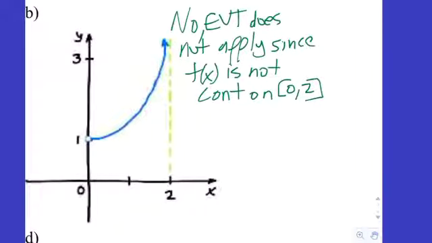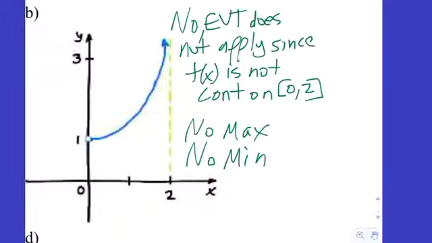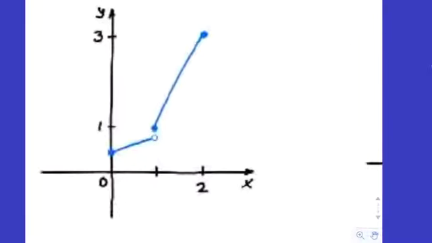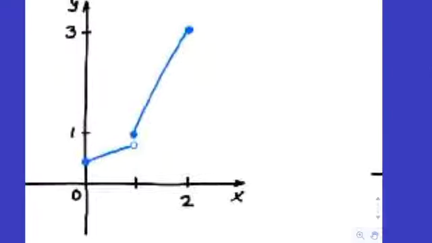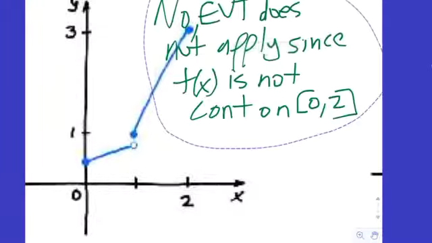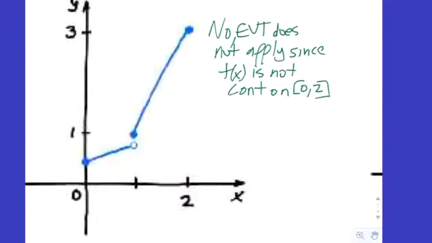Does it end up having a max? Nope. It's unbounded as it approaches 2. So there's no max. Is there a min? Nope, no min. It gets infinitely close to 1 from above without getting there. Letter C. Does the EVT apply from 0 to 2? Nope, it does not apply.